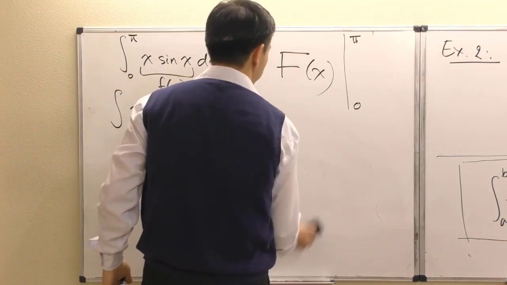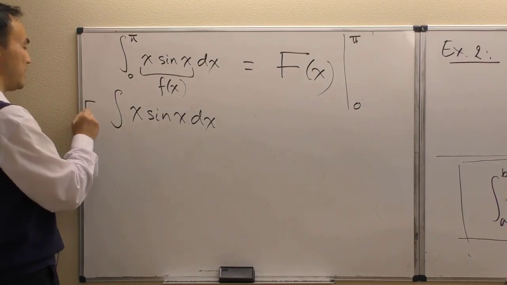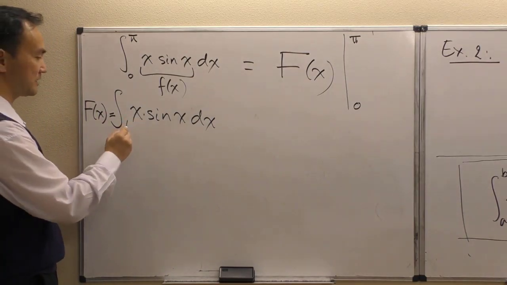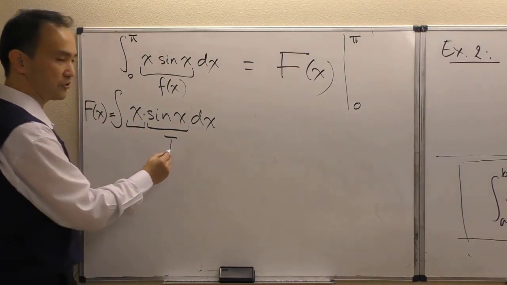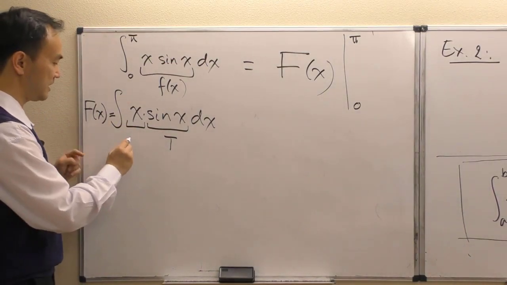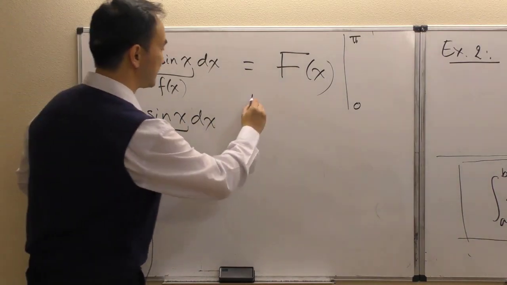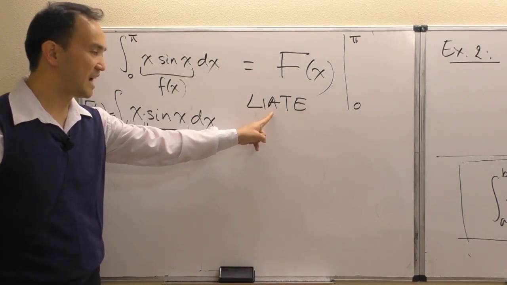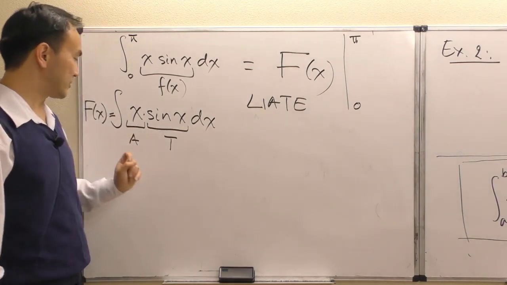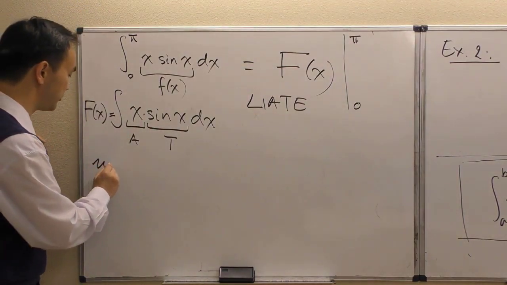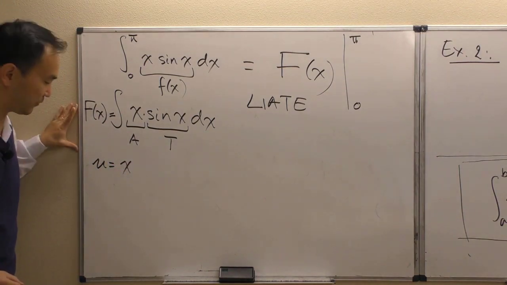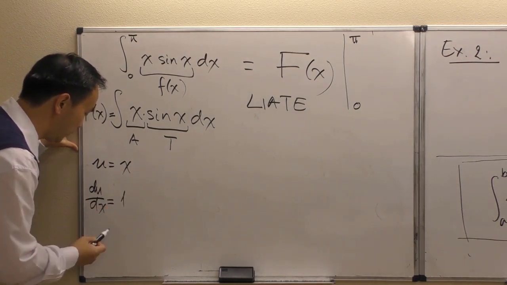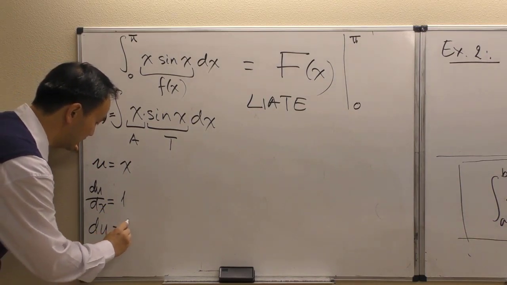Okay, and so in that way, here's how we find capital F. So now, x times sine of x. This is a trig function in that family, and the x here is the algebraic function. So according to the LIATE guide, trig function comes after the algebraic family. And so that means the u choice should be x. Okay, that's our u choice. So that means du/dx must equal 1, or in other words, du equals dx.